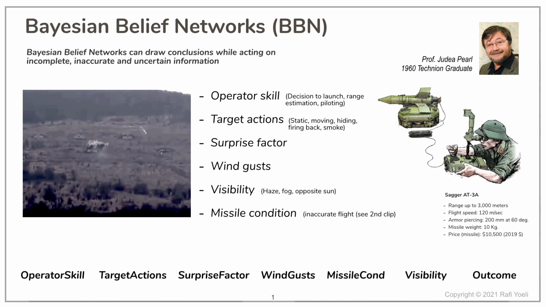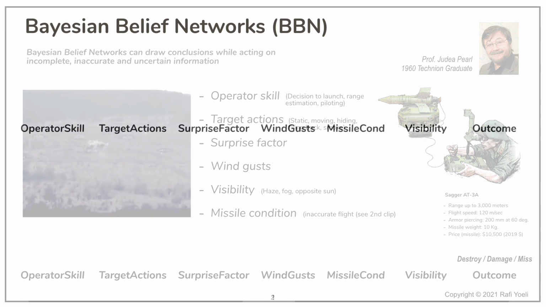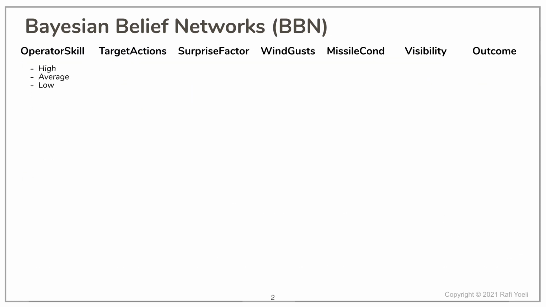Below is our list of parameters as they are termed for the Bayesian belief network. Each parameter will be a node in the network. The next step is the definition of the different states that each of the nodes can assume. We will define the operator skill as either high, average, or low. The target actions are either being still, moving, or evading. The surprise factor will be yes or no, depending on whether this is the first missile fired or not.